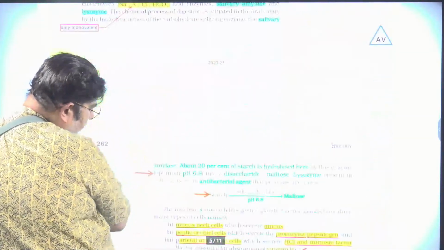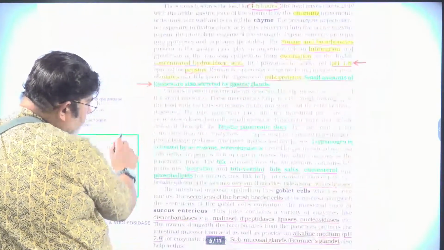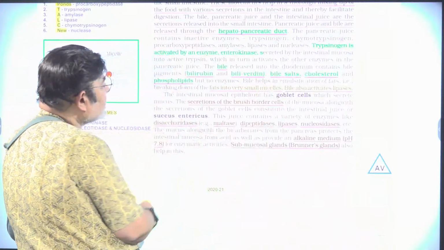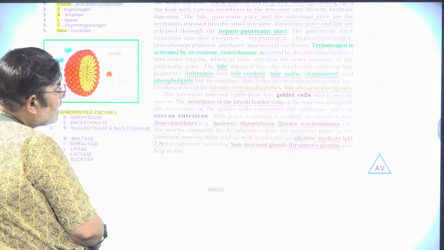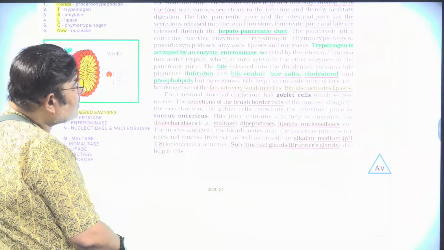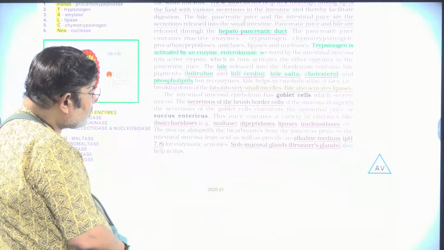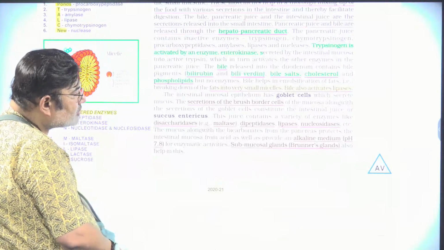And bile pigments are mentioned here. The bile released into the duodenum contains bile pigments, bile salts, cholesterol, and phospholipids, but no enzymes. Remember that enzymes are not found. However, some fat-soluble vitamins can be found, but enzymes are not. Bile helps in emulsification of fats, that is, breakdown of the fats into very small micelles.